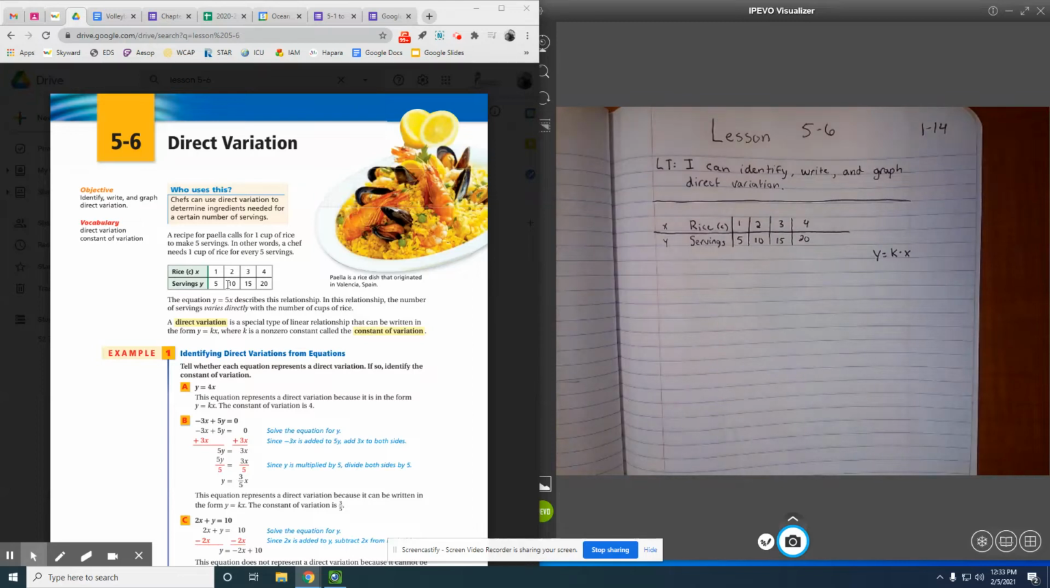Hey there, algebra. We've got lesson 5-6, and we're going to be doing problems 1 through 14. Our learning target: I can identify, write, and graph direct variation.